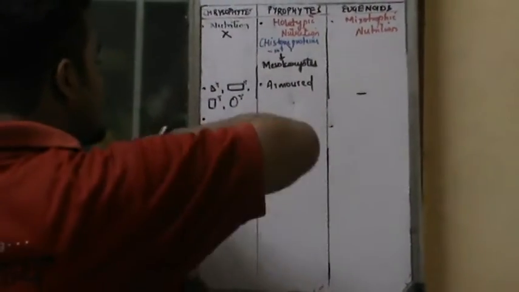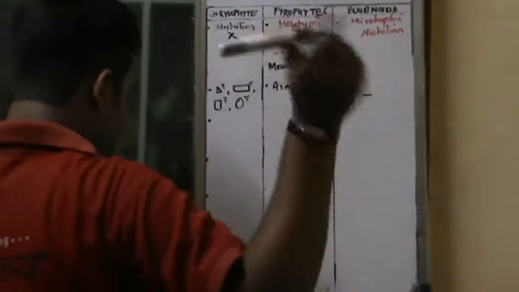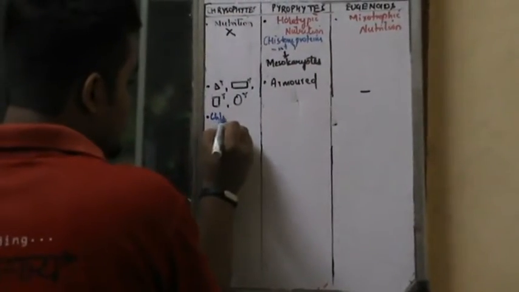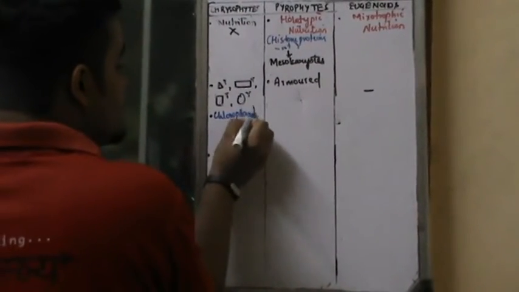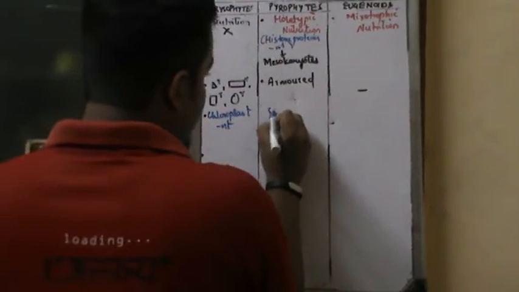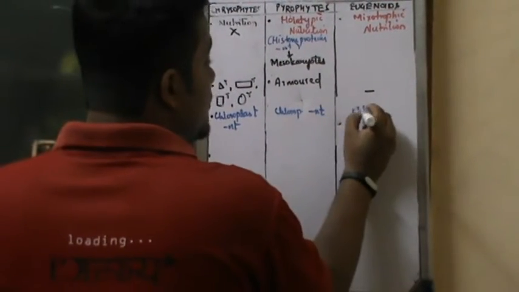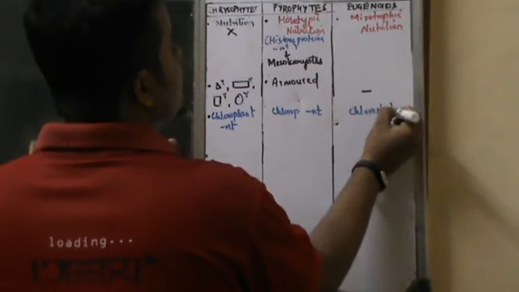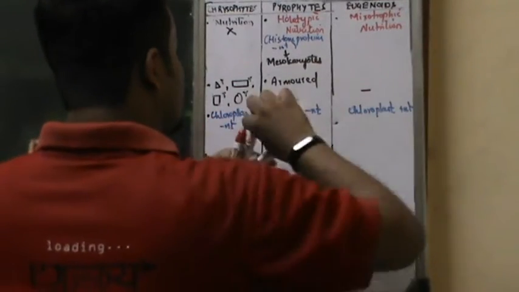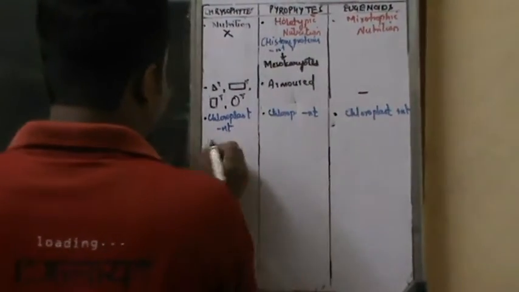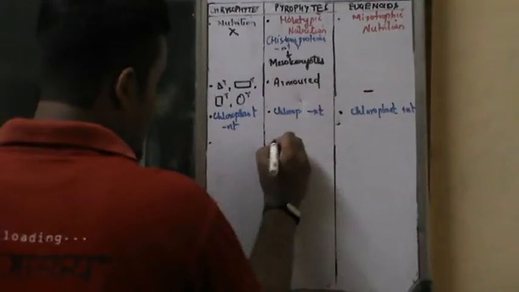After that, always remember, if I'm giving you the comparison, I have to write this: the chloroplast is something which is going to be absent. The chloroplast is going to be present only in the case of euglenoids. That is one of the major points.